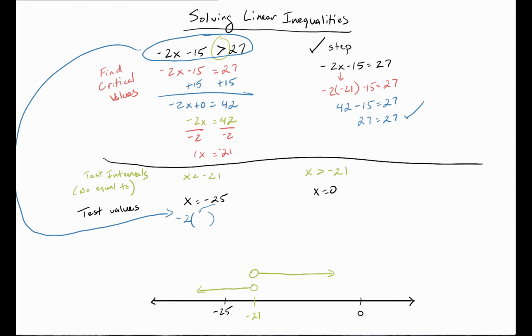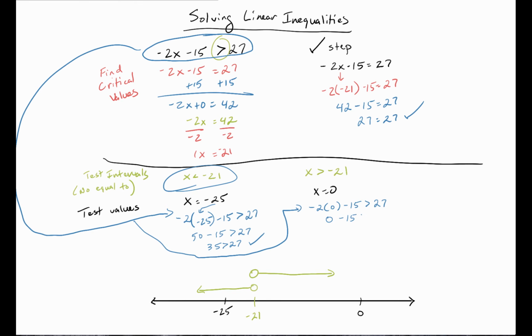So I take my original inequality and I substitute in my test values. After a little bit of arithmetic, I find that 35 is greater than 27 is true, so x is less than negative 21 is a valid solution set. Now, when I plug in 0 to test my interval x is greater than negative 21, I end up with negative 15 is greater than 27. It's clearly not true. So I know that x is greater than negative 21 is not part of my solution set. And as it turns out, what we're seeing here is if we can solve an equation and we can do a little substitution, we can solve an inequality.